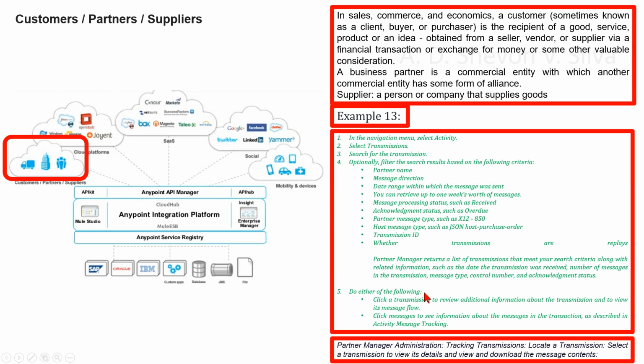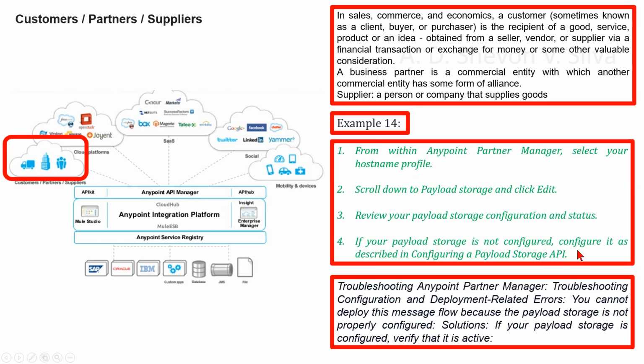Do either of the following. Click the transmission to view additional information about the transmission and to view its message flow, or click messages to see information about the messages in the transmission as described in the activity message tracking in the documentation.